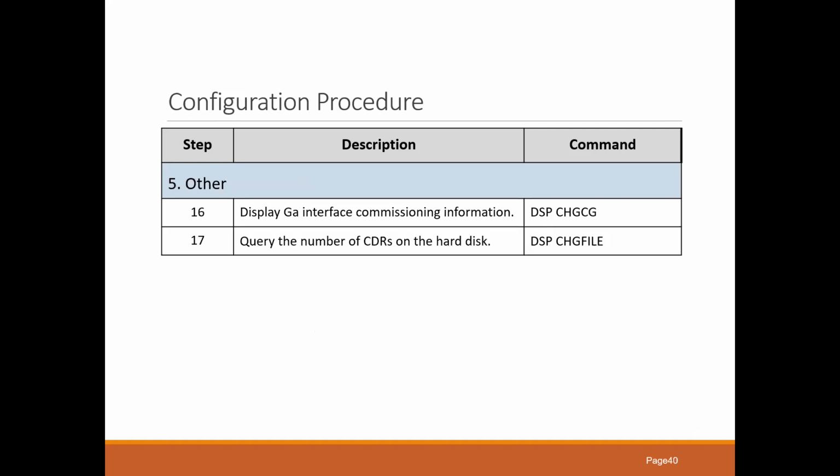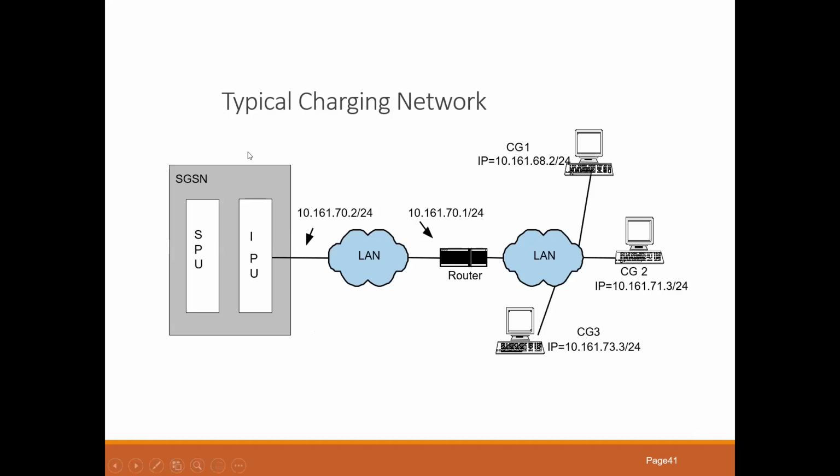And how to confirm your configuration, that is done by displaying your charging file on your CG information. Okay, so this is an example. You have your service processing unit, and then you have your IPU. In your IPU, an example is given. So the IPU has this IP address, your router's IP address is given, and your charging gateway IP addresses are provided here.